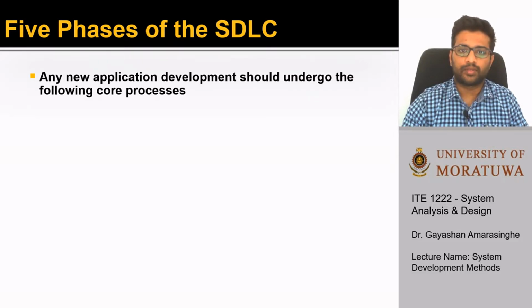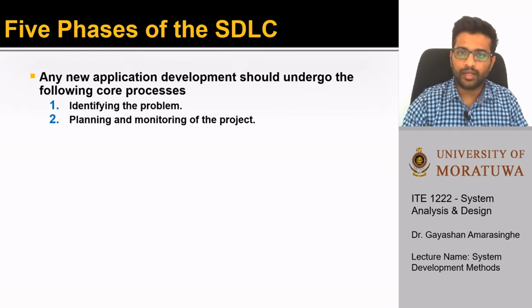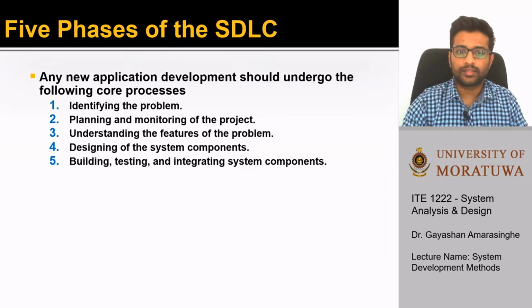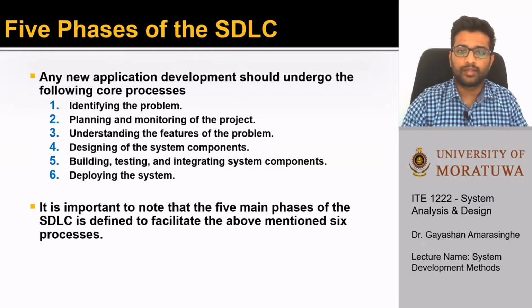Any new application development should undergo the following core processes: identifying the problem, planning and monitoring of the project, understanding the features of the problem, designing of the system components, building, testing and integrating system components, and finally deploying the system. There can be minor variations to the way these core processes are executed. These variations occur based on the way each process is planned and how such processes are integrated into a project. It is important to note that the 5 main phases of the SDLC are defined to facilitate the above mentioned 6 processes. Now, we will try to understand the 5 phases in SDLC.